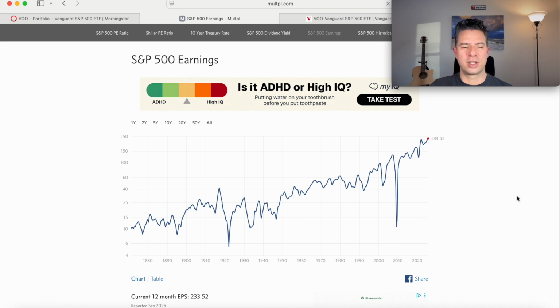So this is the earnings for the S&P overall. If you think of the price of the S&P at almost 7,000, the earnings are 233, which will give you that PE ratio. But the interesting thing you want to look at here is look how the earnings grow over time, right? They just keep growing, aside from the major dips of those crashes.